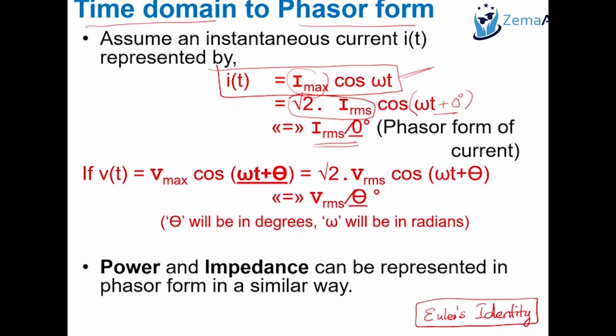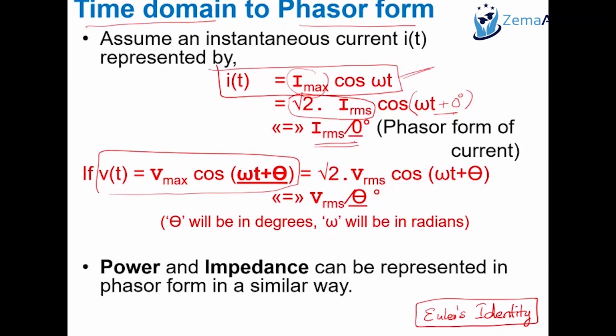So here's another example. If V is given as this one, then the phasor form is simply V RMS at an angle theta, because here there is an angle theta. Earlier it is 0, nothing is there, so the angle is 0. Okay? So that's the simplest way you can remember how to convert something from time domain to phasor domain.